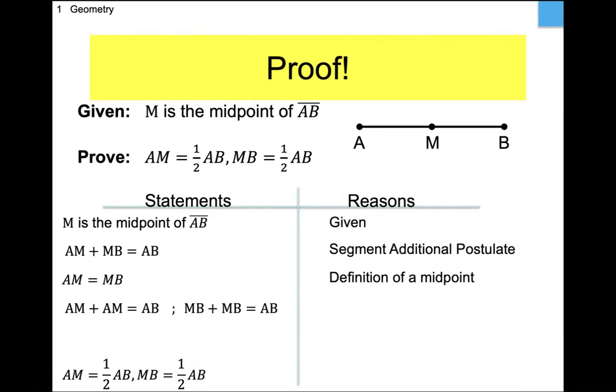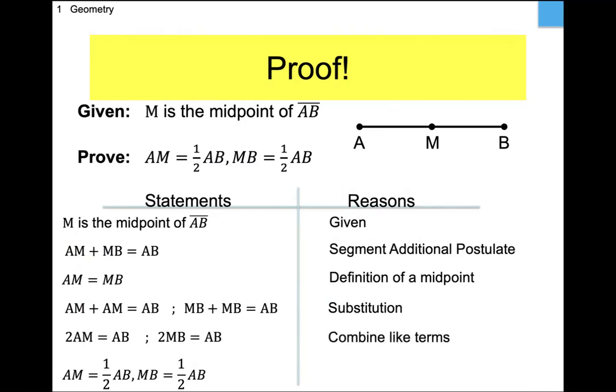Now, once again, how did I know to do this? Well, I'm looking down at the bottom, and it says a half. The only way I'm going to get a half is if I divide both sides by 2, and so I need something with a 2 in it. And notice now, if I combine like terms, AM plus AM is 2AM, and MB plus MB is 2MB. That's how I'm going to get that half, because now that's combine like terms or simplify.